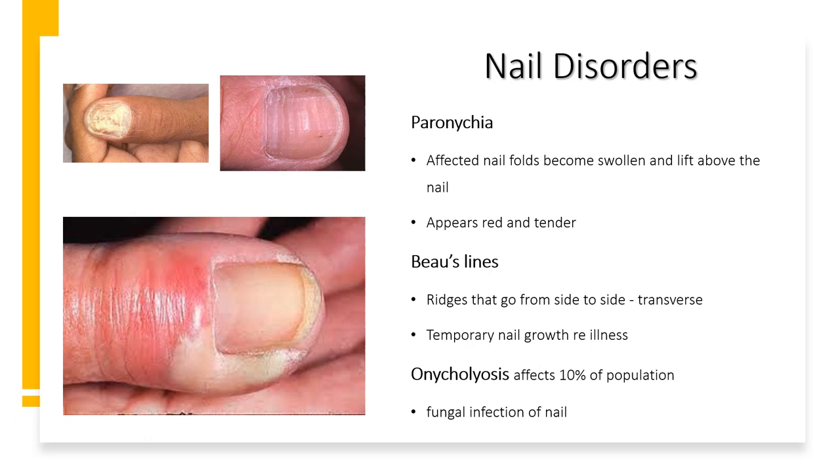Onycholysis affects 10% of the population. This is a fungal infection of the nail, can be of the fingernails or the toenails. So say these: paronychia, Beau's lines, onycholysis.